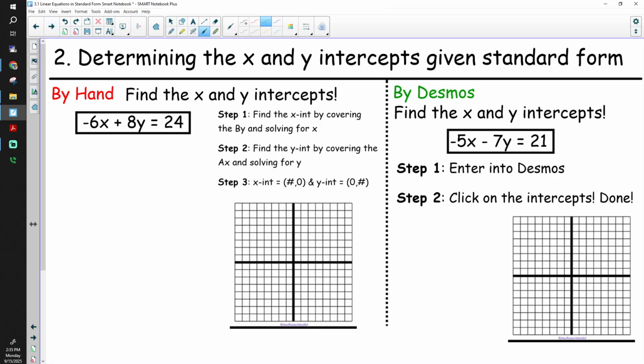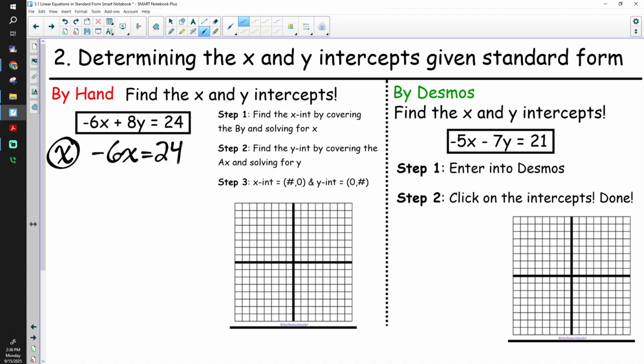To find the x-intercept, we just got to talk about what we just said. X-intercepts always have a y value of 0. So guess what? If I were to plug in 0 for y, what would happen to 8y? 8 times 0 is just 0. It would go away, wouldn't it? So what you do for an x-intercept, you're going to take your hand and just cover this up. What's left? Negative 6x equals 24. Okay, we're going to solve a baby equation.